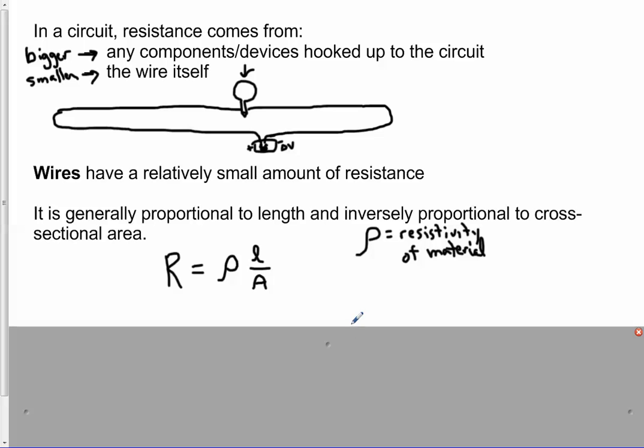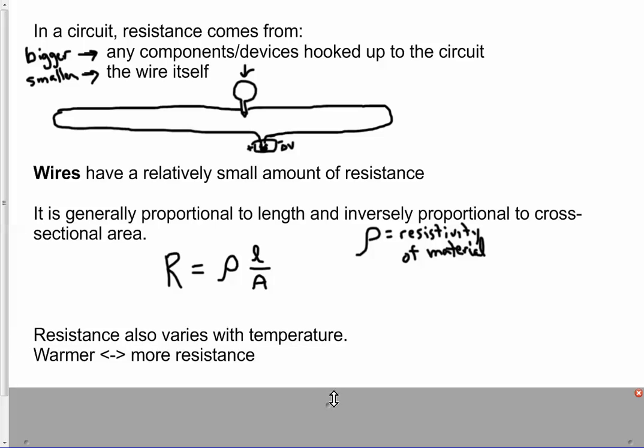Now there's one other variable that can play a role. In this equation, we make it seem as if rho is a constant, and we can treat it as a constant in some cases, but actually rho not only depends on what kind of material you have, but it also depends on temperature. So the warmer your material is, the more resistance there will be.